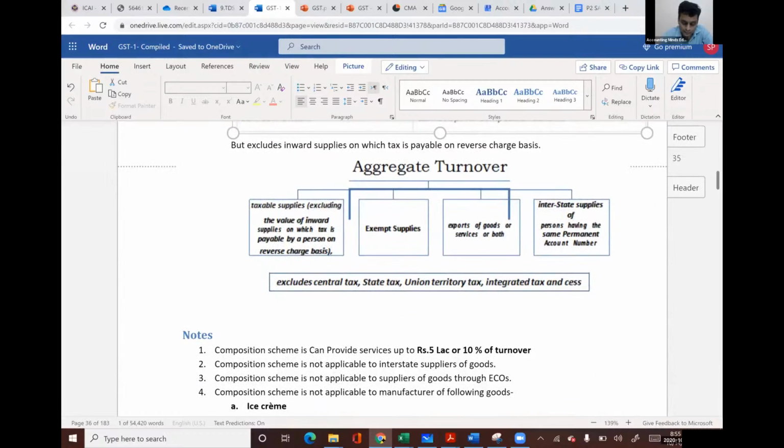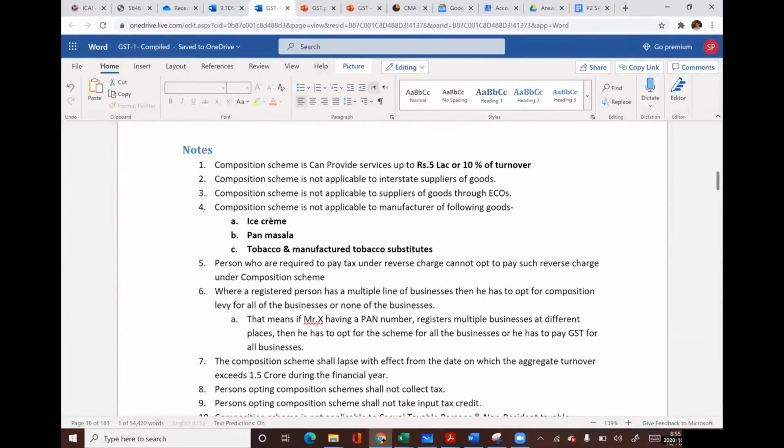Now go ahead. Notes: composition scheme can provide service up to rupees 5 lakh or 10% of turnover.